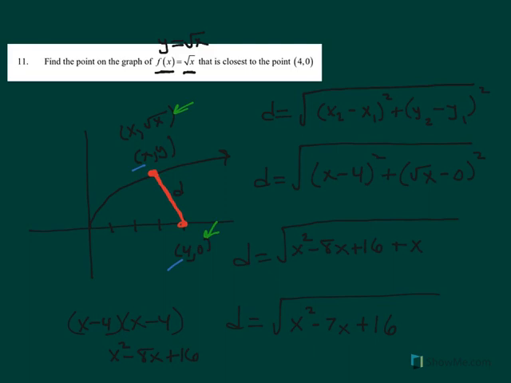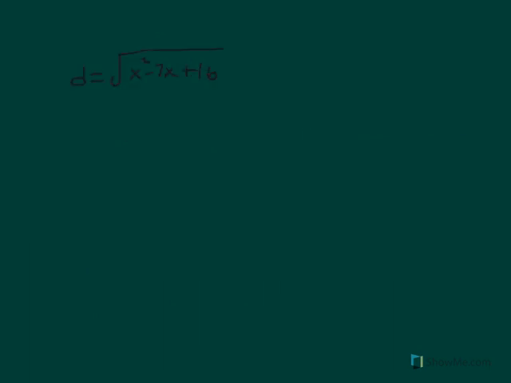And we know mins and maxes occur where the first derivative is 0 or undefined. So the next job is to go find the first derivative. So let's take this and go find the first derivative. So here's our function d, finding the distance, and we need a d prime. Let's go ahead and rewrite this using exponents. So it's going to be x squared minus 7x plus 16 to the 1/2 power.